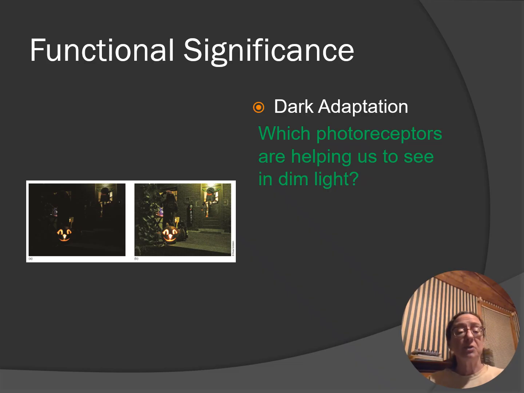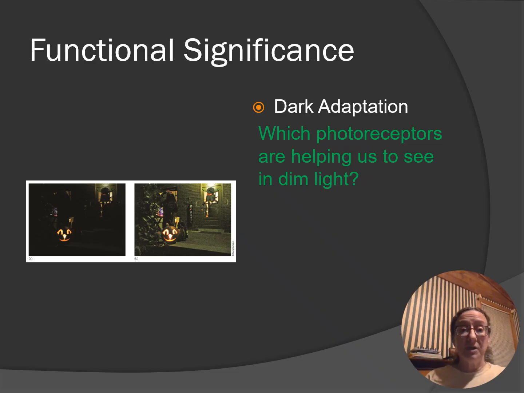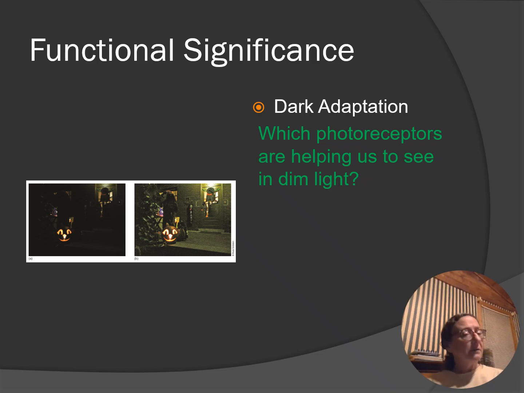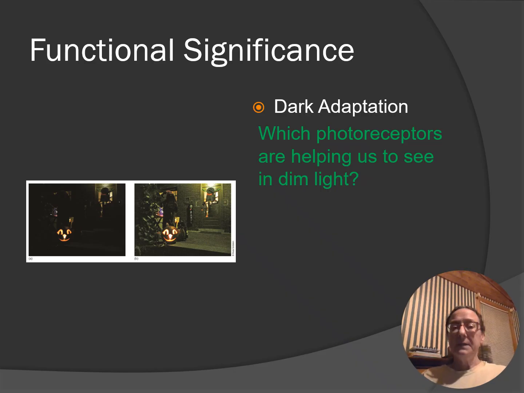And this is actually what told us about dark adaptation. They used the method of adjustment. I'm just adjusting a flashing test light. But I have my question too, so I have to kind of think back, which photoreceptors are helping us to see in dim light?